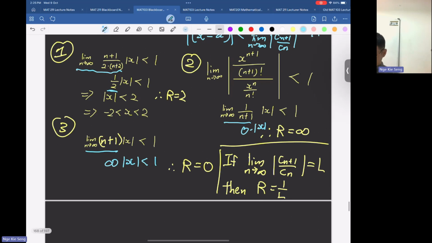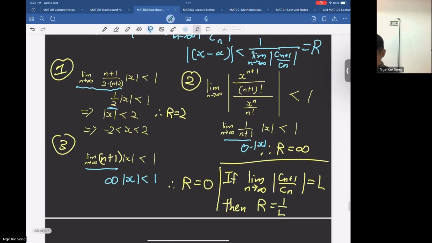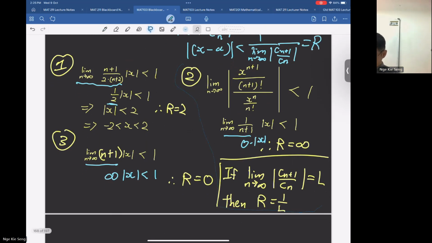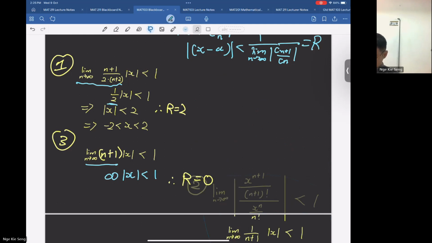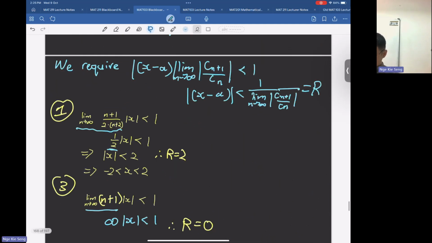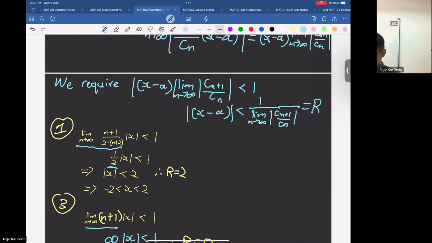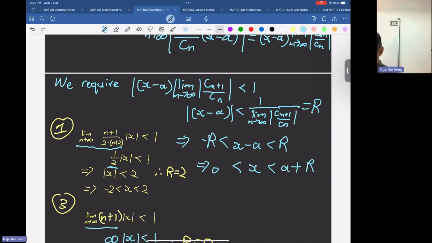Maybe let me make some spaces. So this implies what? This implies that the modulus of x minus a is less than r, which is greater than minus r. But what does this mean then? This really means that x is in between a minus r and a plus r. I think it's very hard to think about this inequality.